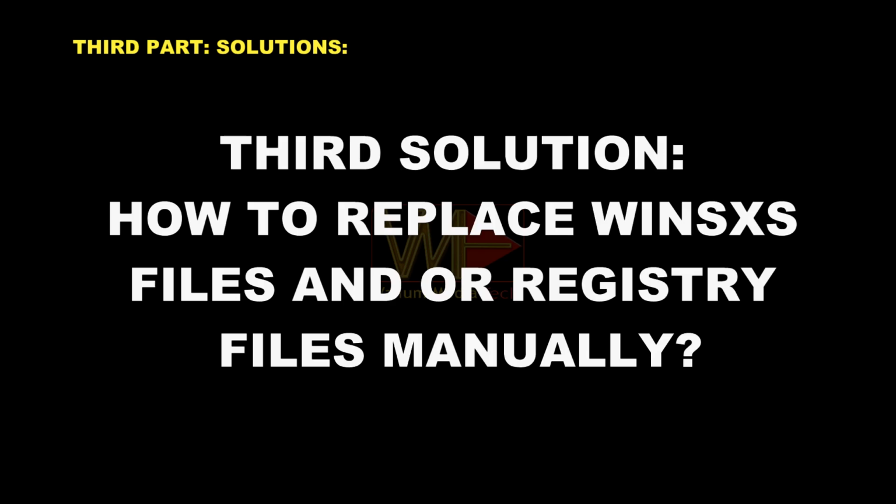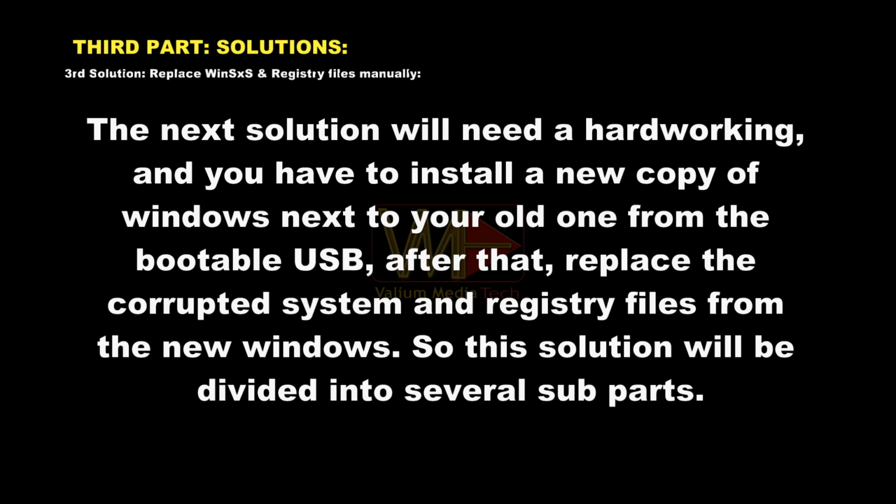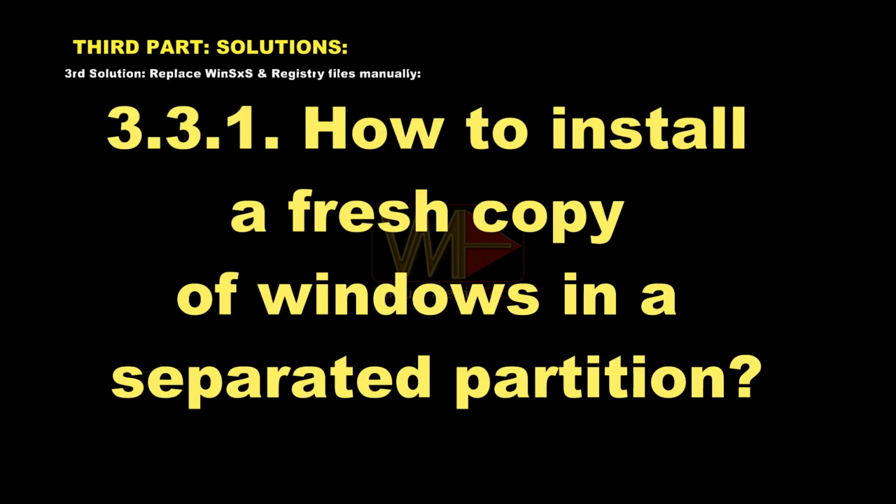Let's get back to see how to replace WinSxS and/or registry files manually. The next solution will need hard work, and you have to install a new copy of Windows next to your old one from the bootable USB. After that, replace the corrupted system and registry files from the new Windows. So this solution will be divided into several sub-parts. How to install a fresh copy of Windows in a separate partition.